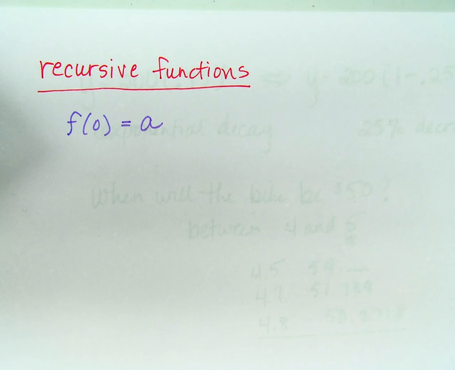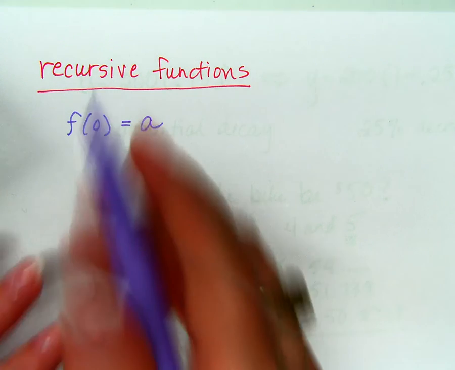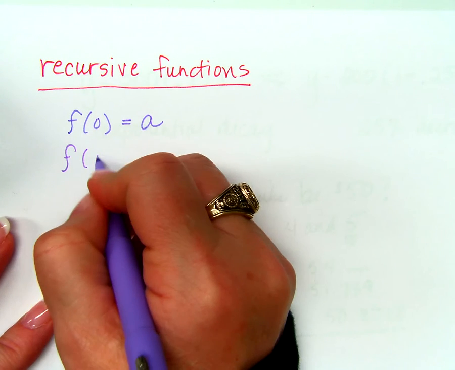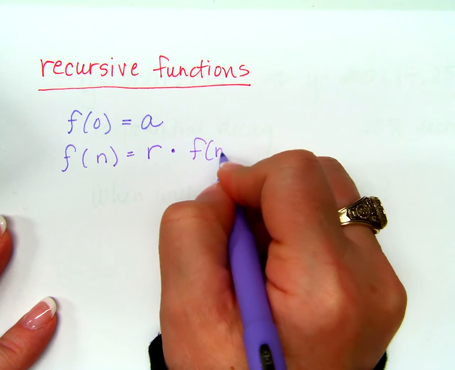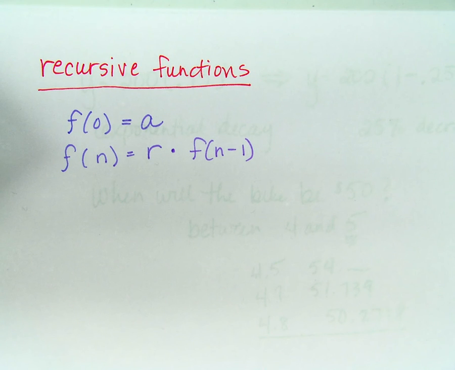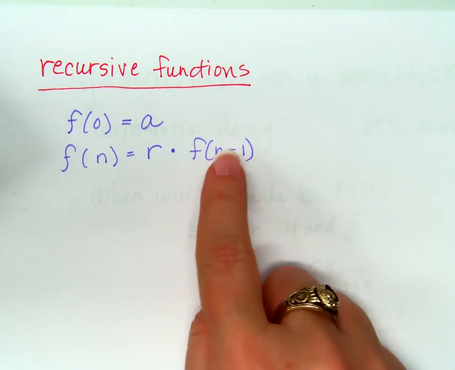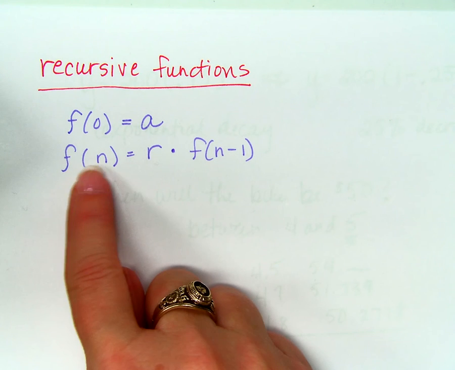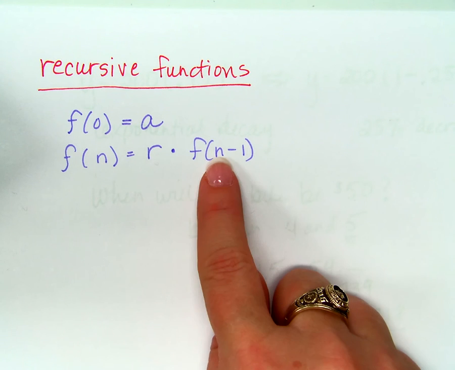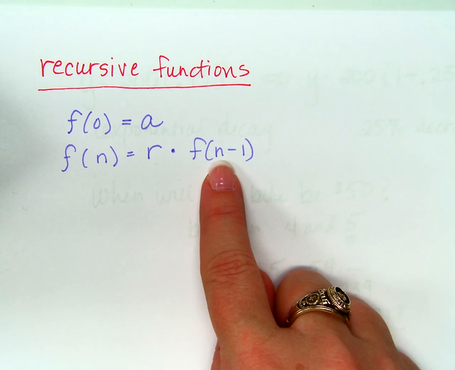For every problem, you're going to write f of 0 equals a. And then for every problem, you're going to write f of n equals r times f of n minus 1. A recursive function is a way to list all the values in the function as long as you know this term. So let's pretend that I know the fifth term. So f of n is the fifth term. Then what term is this? Yeah, the fourth term, right?